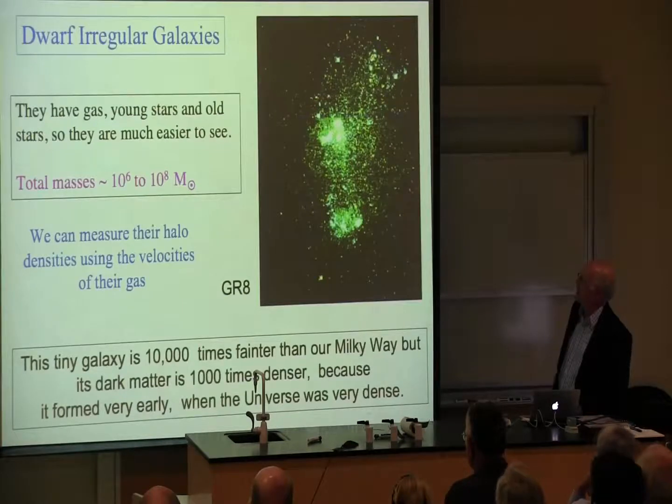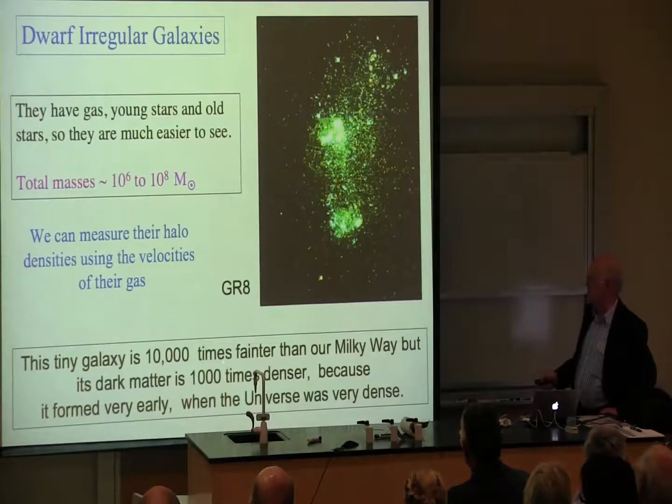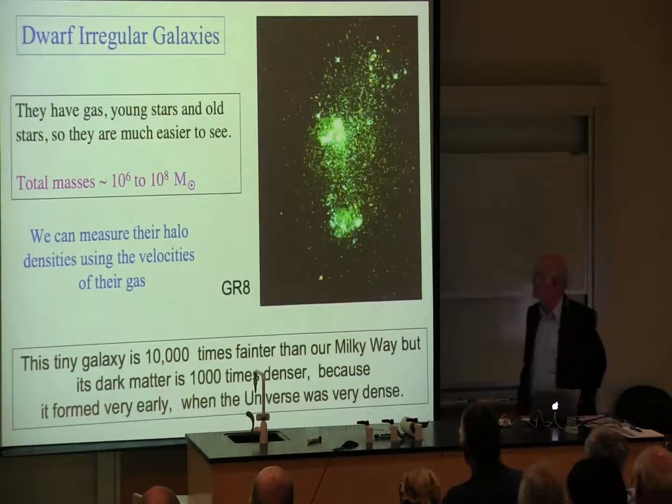Total masses down as low as 1 billion solar masses. And again, we can use how the gas is moving in these things to measure the densities of the halos. So this tiny little galaxy, it's about 10,000 times fainter than the Milky Way, but its dark matter is about 1,000 times denser, because we believe it formed very early when the universe was very dense.